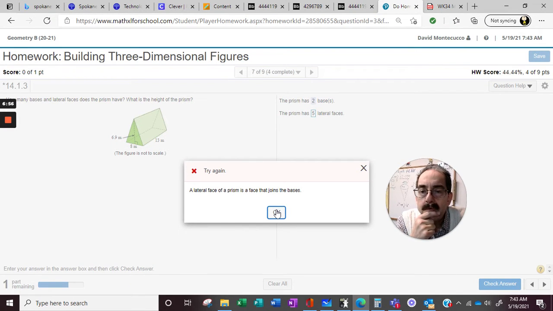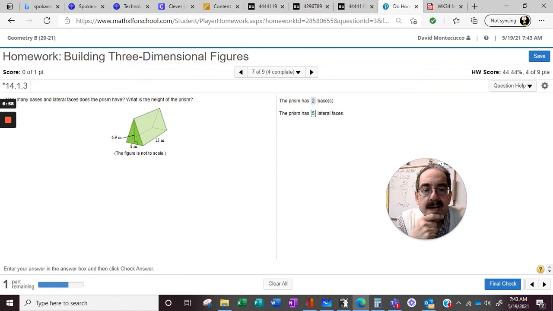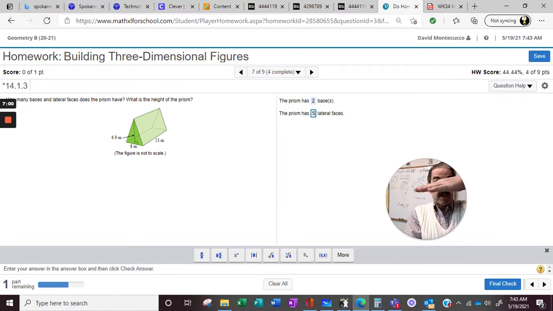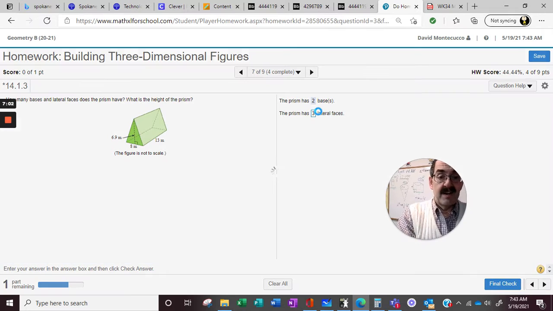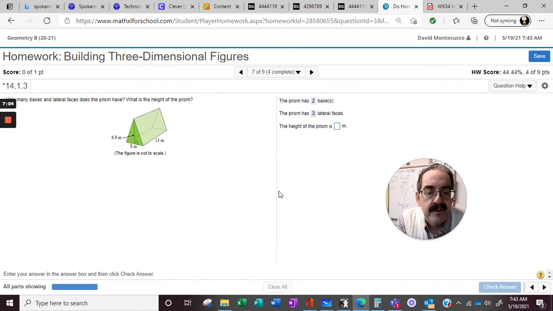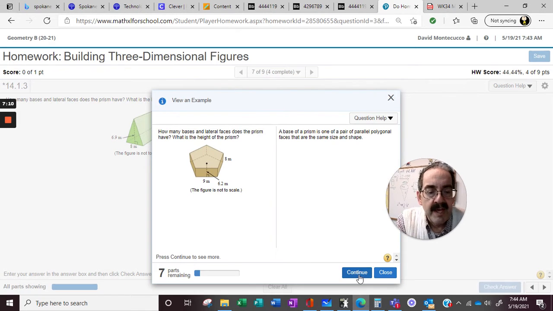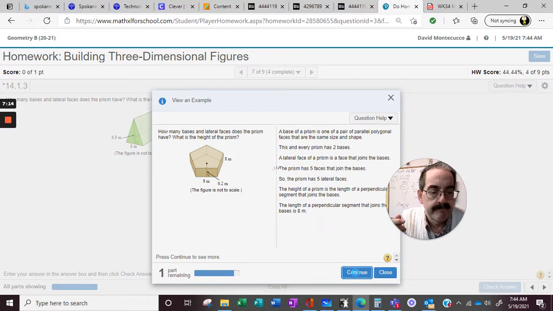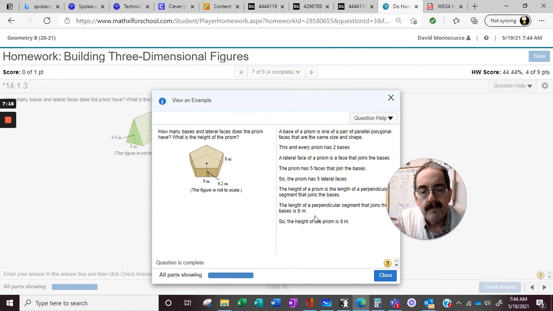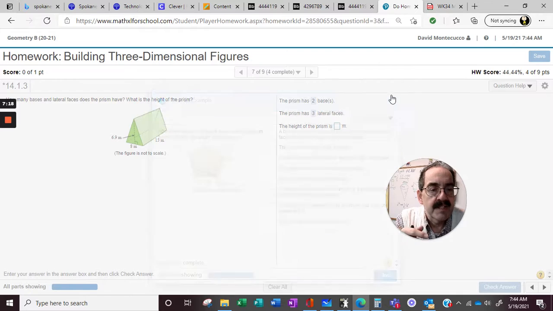Lateral. 1, 2, 3. Oh my gosh. So they're saying this triangle is on edge. Okay. So you see how frustrating that could be. I don't want you to think that's going to hurt your grade. View the example. See how they go about defining the different shapes. All right. So these are all the different ways they ask those questions.